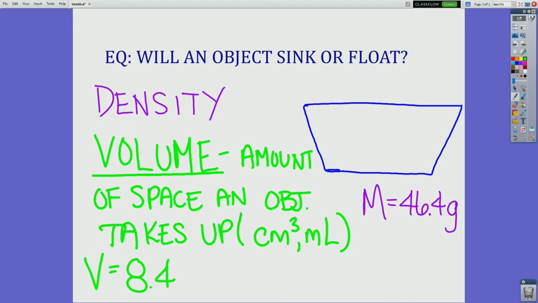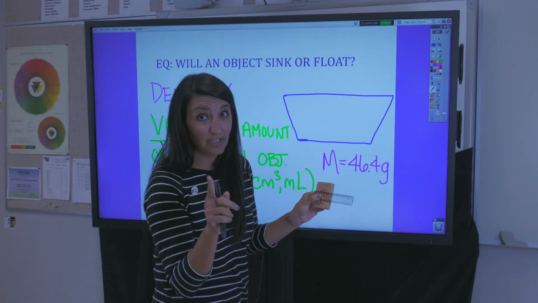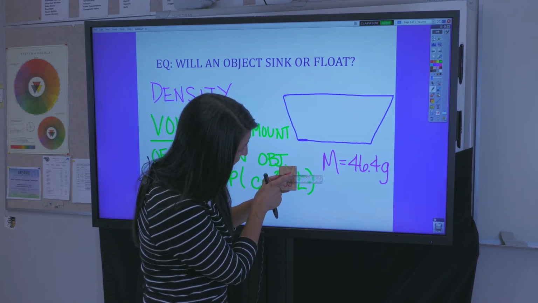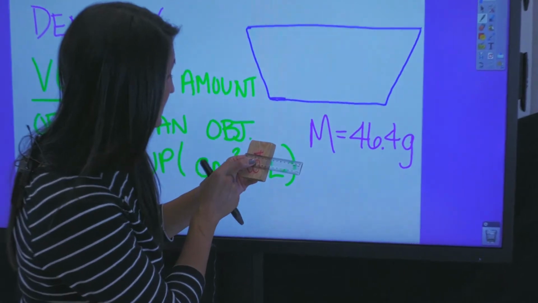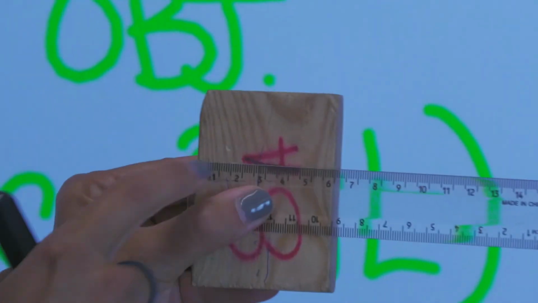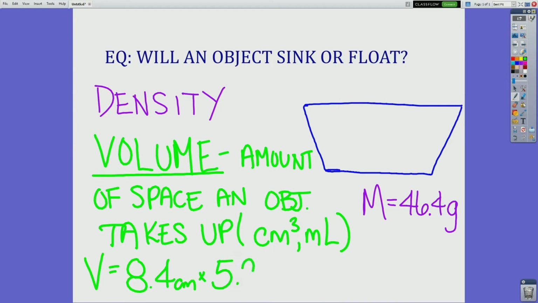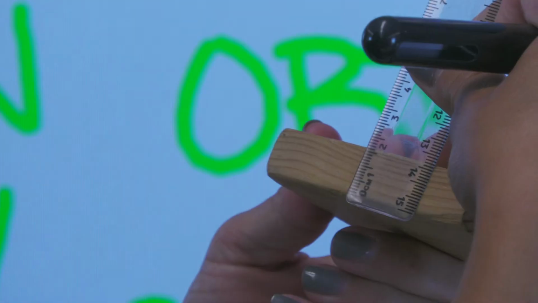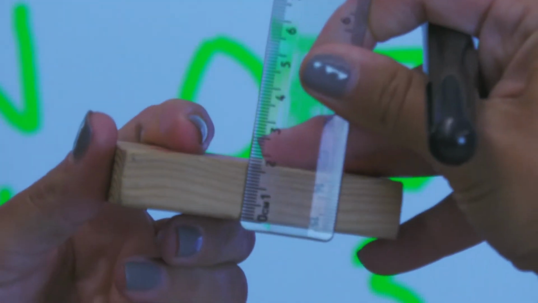So we're going to start with our length. We have 8.4 centimeters. And we're going to multiply that by our width. So now we're going to turn it sideways. And we're going to, more carefully than I did the first time, look to record our width. I'm not sure if you guys can see that, but we're looking at 5.9 centimeters. And lastly, we're going to multiply this by our height. So you have to find that 3rd dimension. You turn it on its side. And here we're looking at a height of 1.6 right on our ruler.